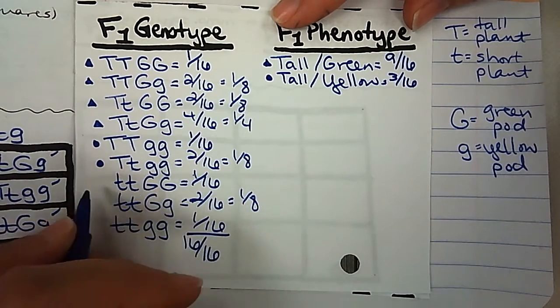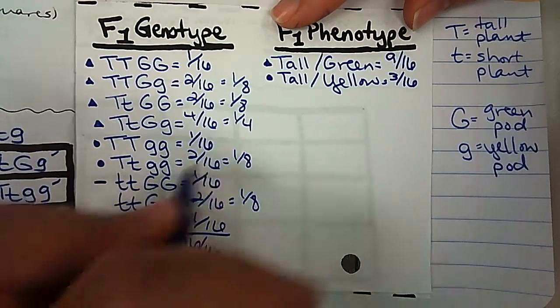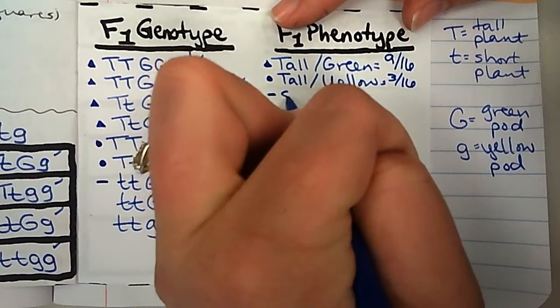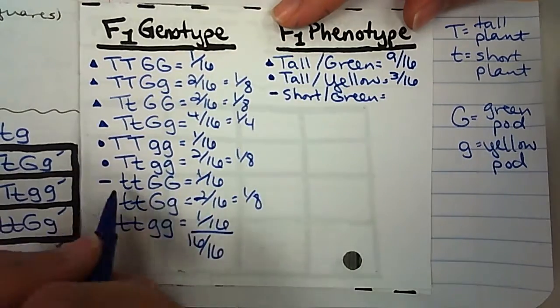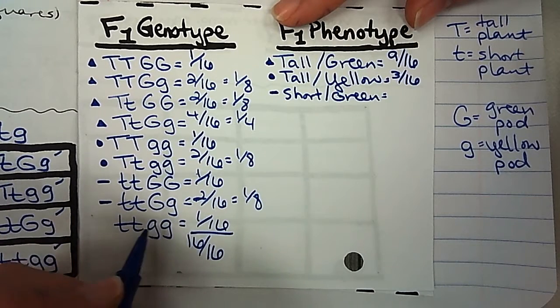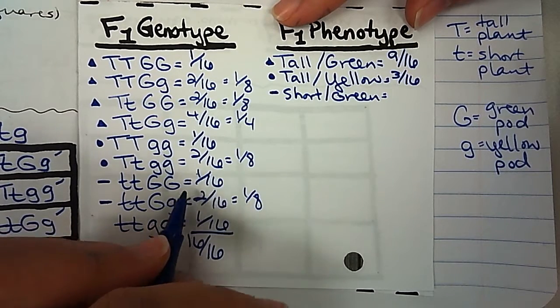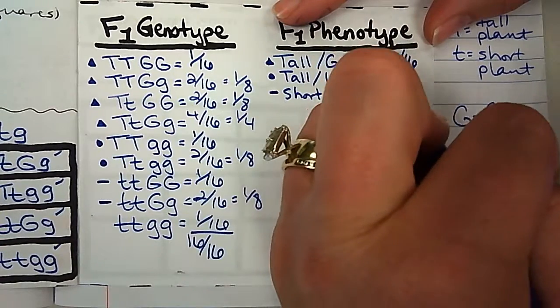Then I go to the next one that's not counted. It's this one. I'm just going to do a dash. These are short and green. Okay, so that one's short and green, that one's short and green. That is not. It's short but yellow. So again, it's not 2, it's 1, 2, 3. So 3 out of 16.